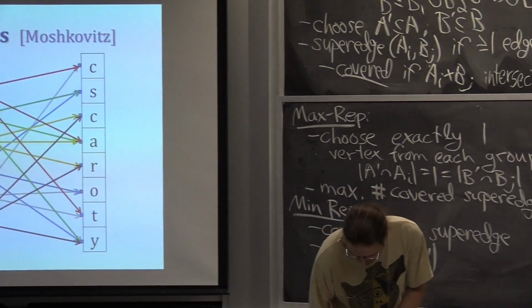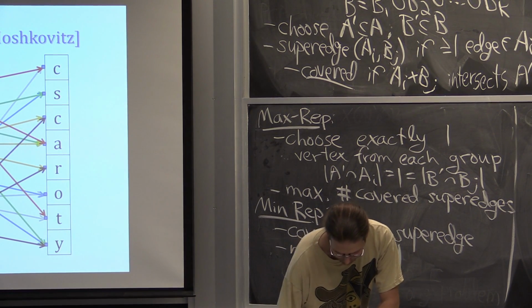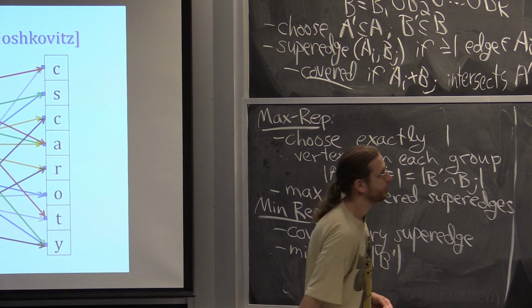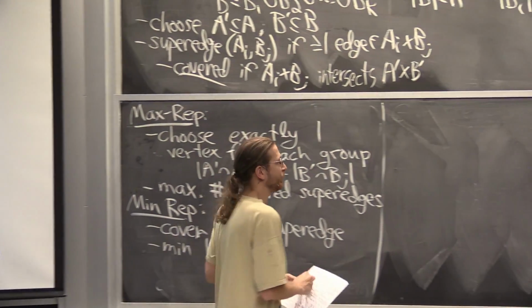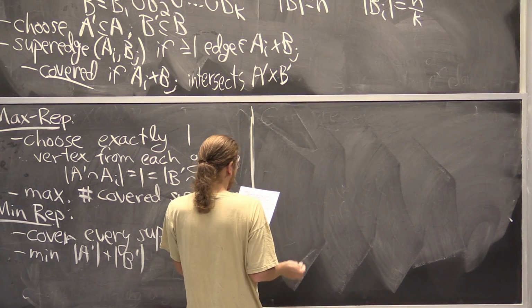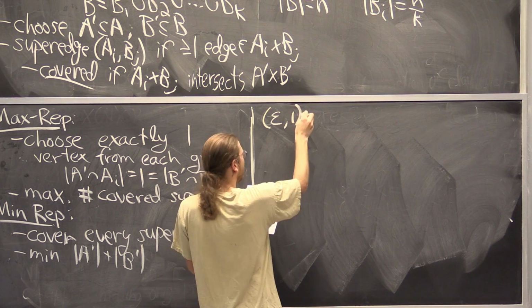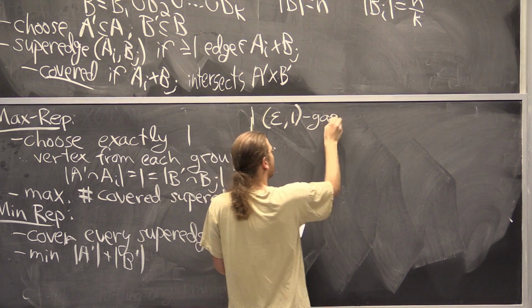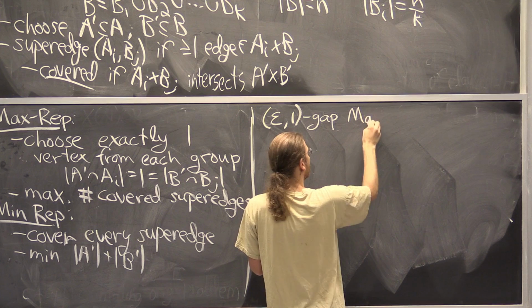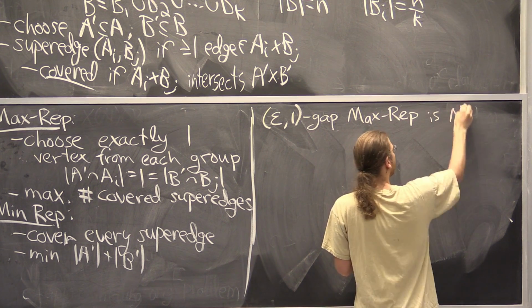Okay, so what? Well, we get some super extreme hardness for these problems. So let's start with epsilon comma 1 gap max rep is NP hard.